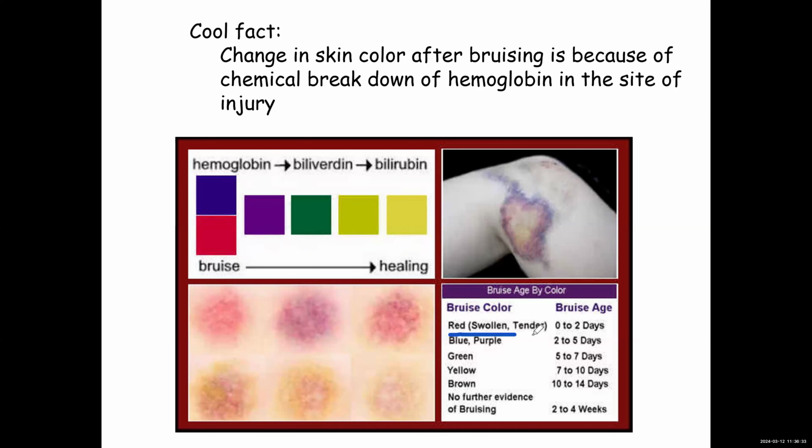So if it's red, swollen, and tender, that's a bruise of 0 to 2 days. Blue or purple, 2 to 5 days. Green, see this green color, is 5 to 7 days, and yellow, 7 to 10 days, then brown, 10 to 14 days, and then 2 to 4 weeks we should have no evidence of bruising, because your body took care of it, so you recycled and broke down this blood under the skin.